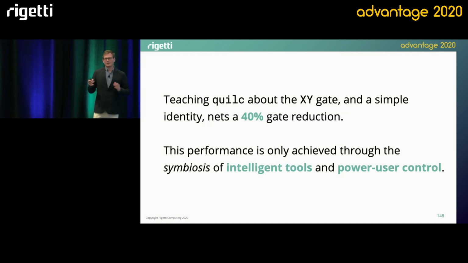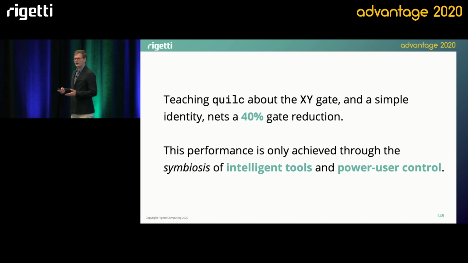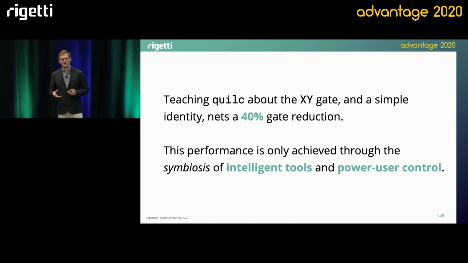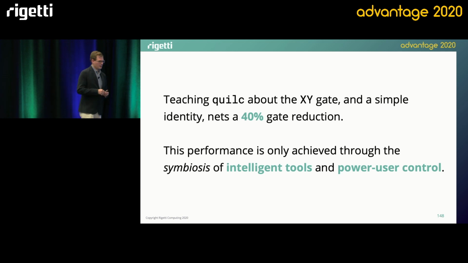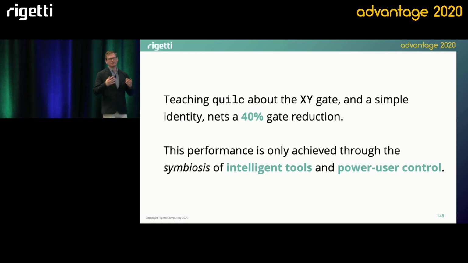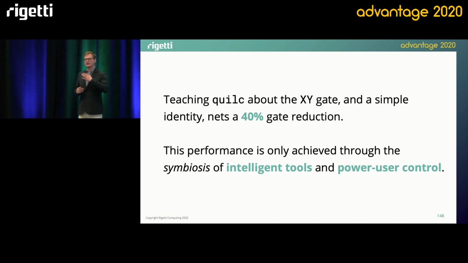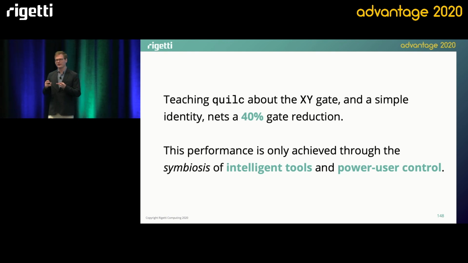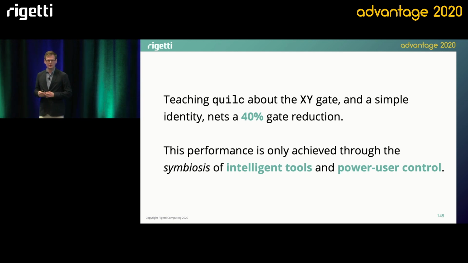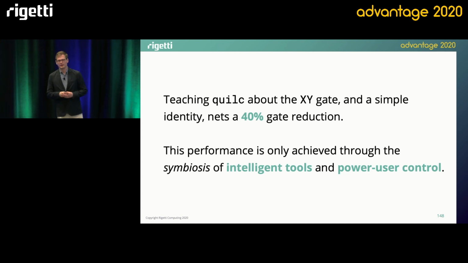So we see this interaction. We've tuned up the XY gate. We've told quilc what this gate means from a mathematical perspective. We've told our control system through quilc how to execute this gate. And immediately, by doing those two things and then telling quilc, hey, now you can use this gate in addition to the CZ gate, we get a 40% reduction.